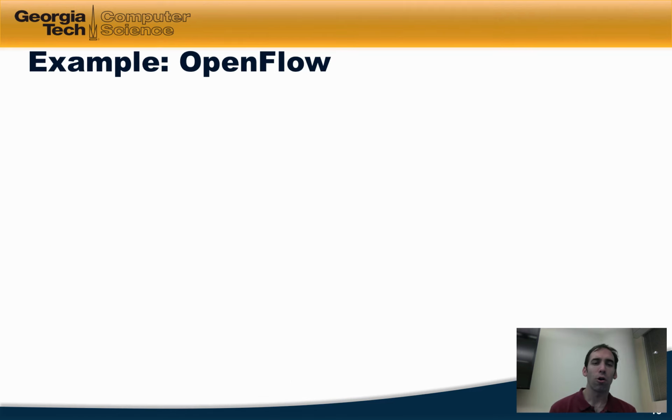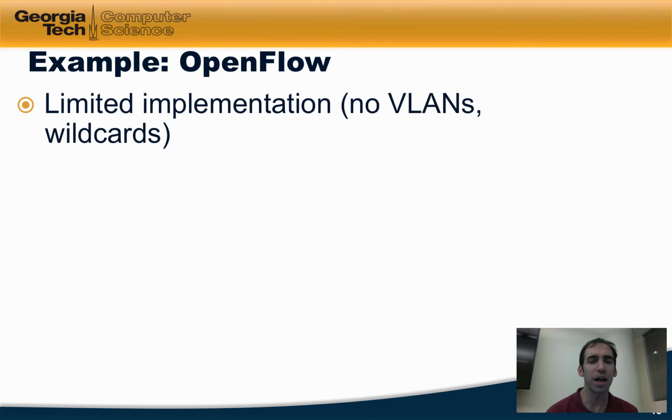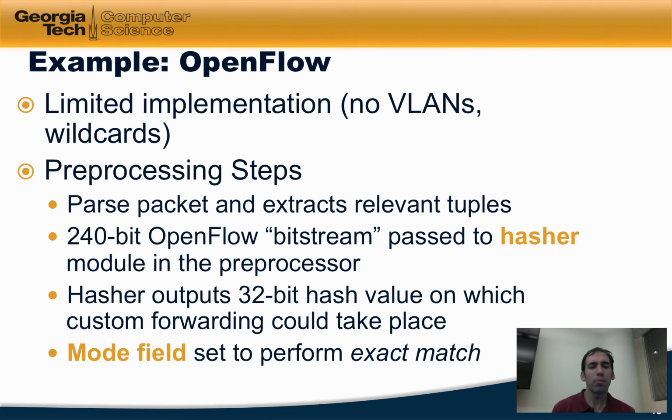One example of a protocol that can be implemented using Switchblade is OpenFlow. We built a limited implementation of OpenFlow with no matching based on VLANs and no wildcards. The preprocessing steps are quite simple. The preprocessor essentially parses the packet and extracts the relevant tuples corresponding to the OpenFlow flow space. It then passes those bits to the hashing module in the Switchblade preprocessor, which outputs a 32-bit hash value that controls both packet processing and forwarding decisions.